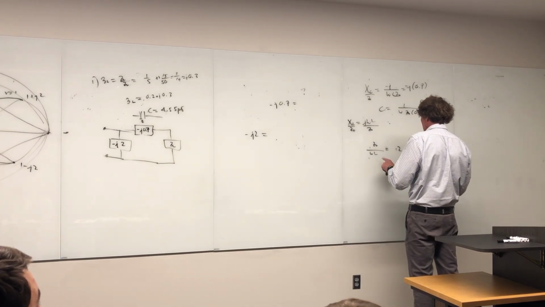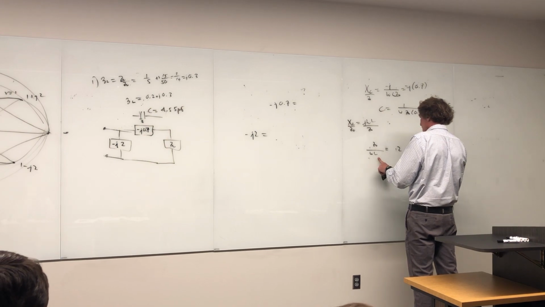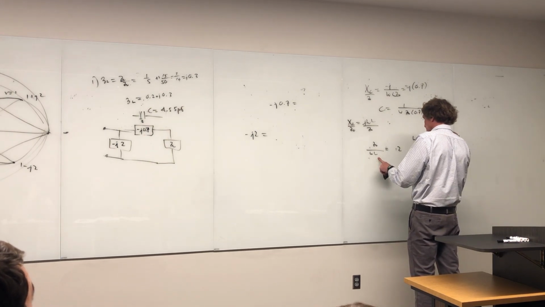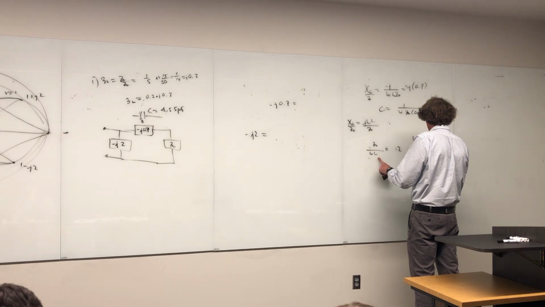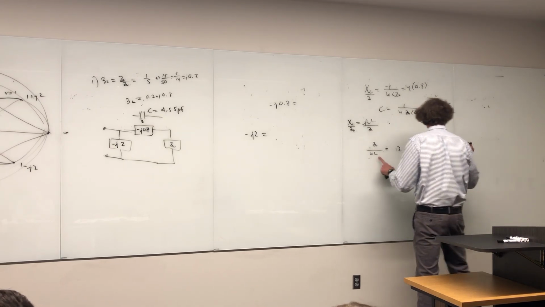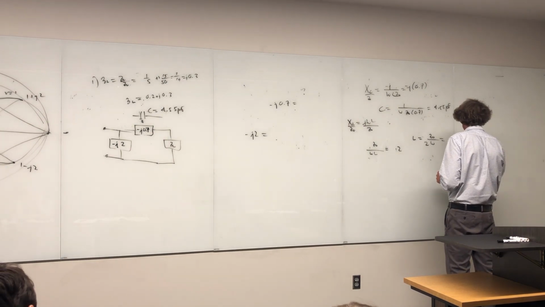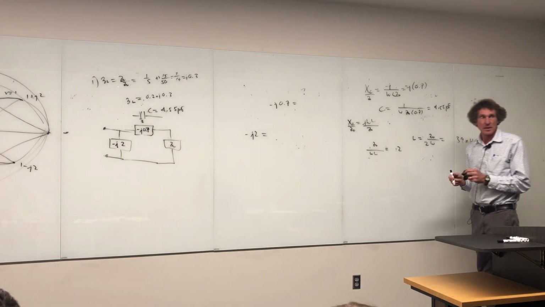So what do you get for this? L here is going to be equal to Z naught over 2 omega. And you say it's 39 nanohenries? Anybody confirm? 3.9.